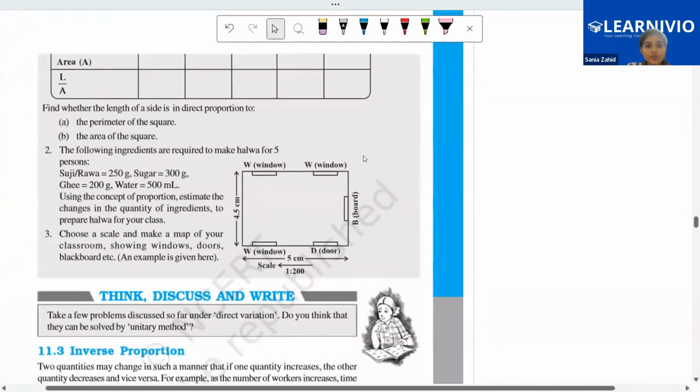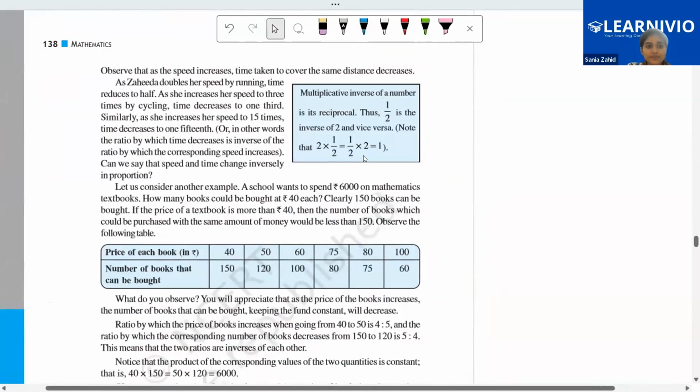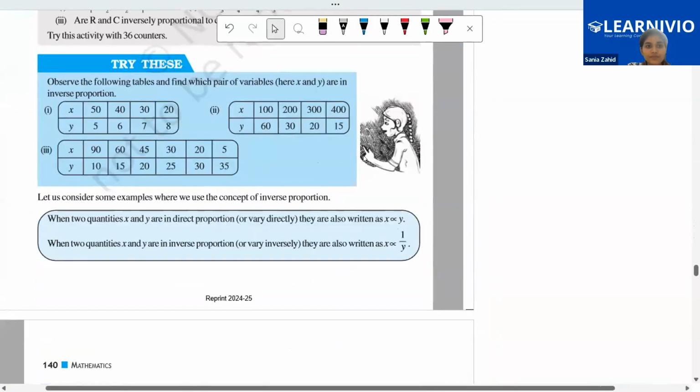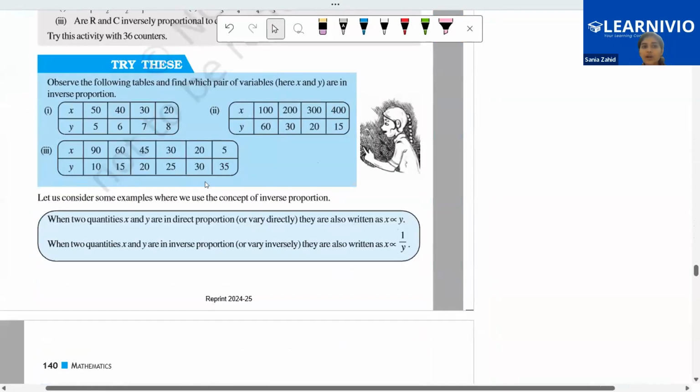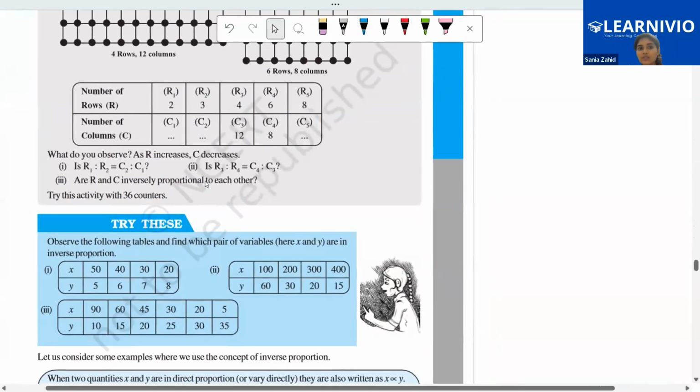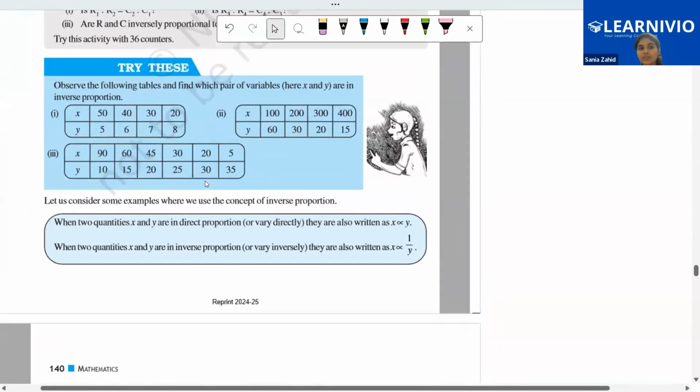Okay, we are on inverse proportions. Now you have to find out which of the following are in inverse proportion. Do you see the try this table? Yes, ma'am. Please start doing it.